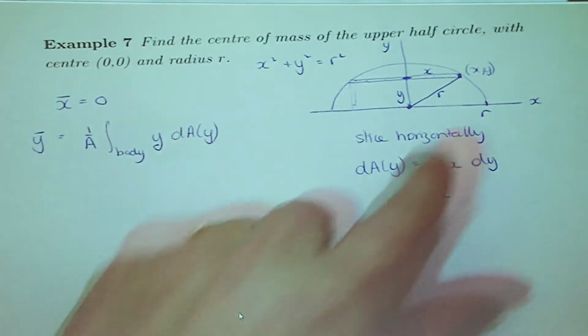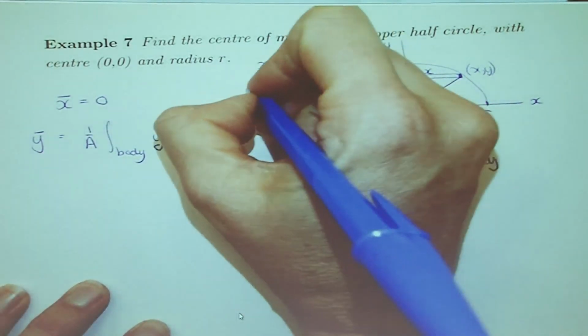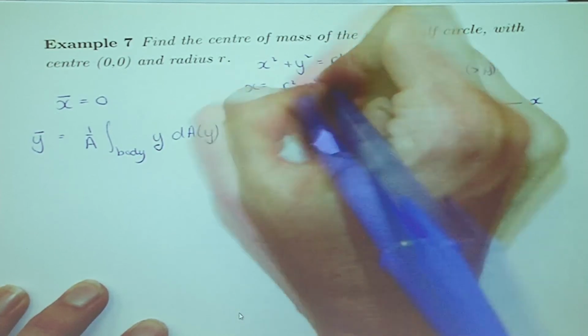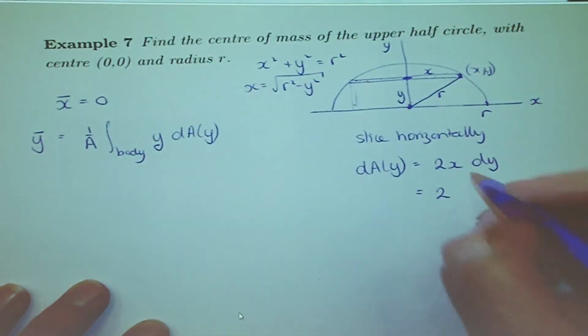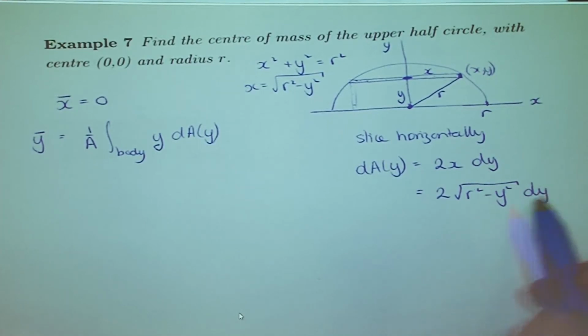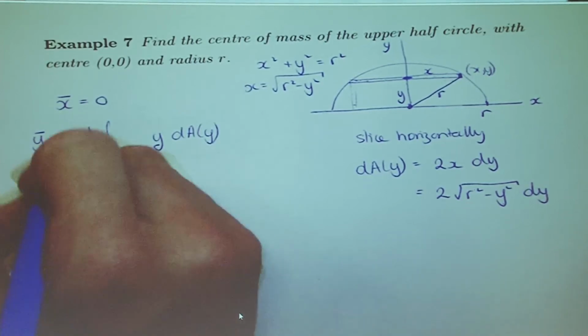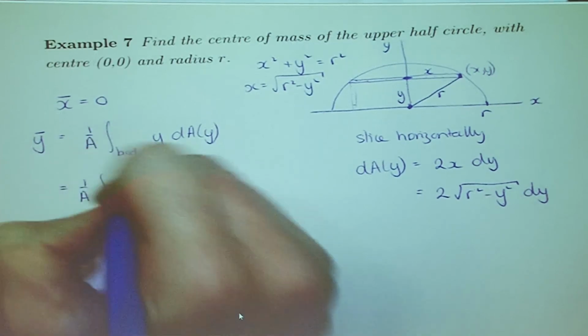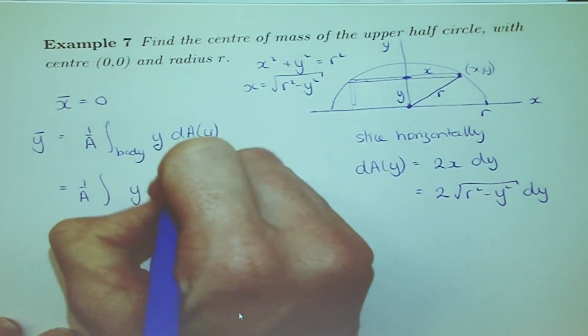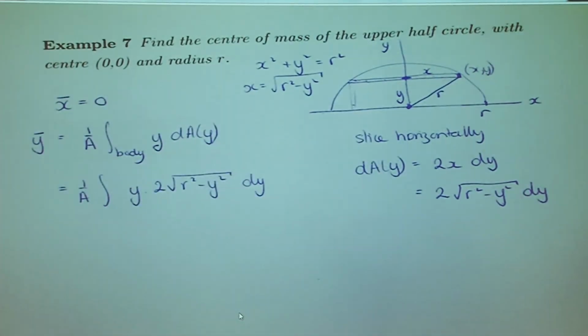By Pythagoras or by the equation of a circle, that means I can change it, I only want x, right? Not x squared. That means I have to deal with the square root, which is a bit of a pain. The integral of the square root of r squared take y squared dy. Now this is in terms of y, so that's fine. r is a constant here. It's the radius of our circle, and 2 is a constant, so that's fine. Everything's ready to go.